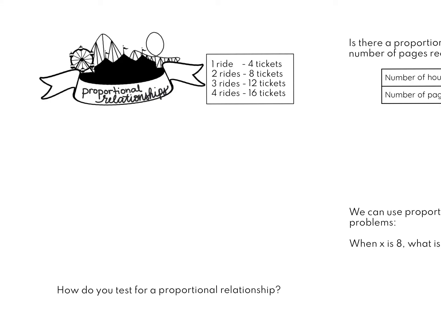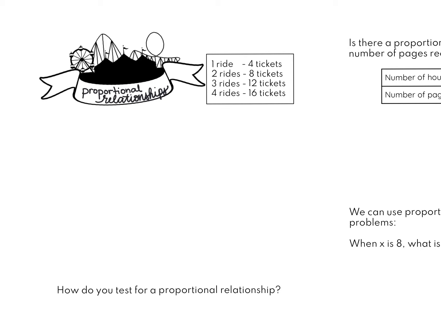This lesson is on identifying proportional relationships. So we have an example right here. It's an amusement park. 1 ride is 4 tickets, 2 rides is 8 tickets, 3 rides is 12 tickets, 4 rides is 16 tickets. The question would be, is there a proportional relationship between the number of rides and the number of tickets that this will take?